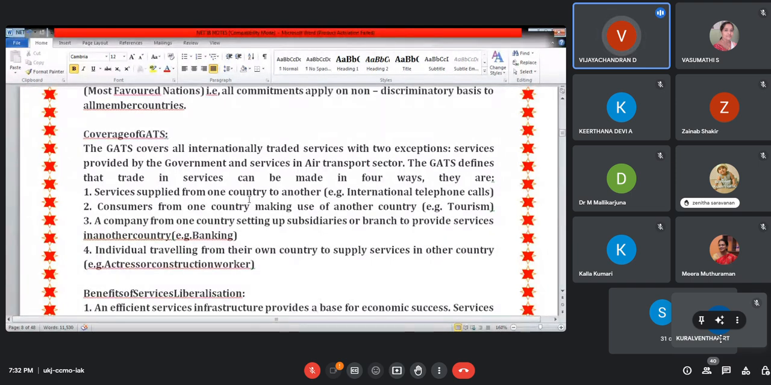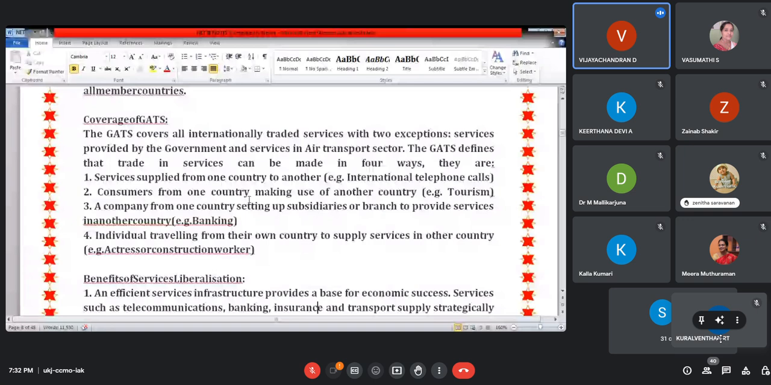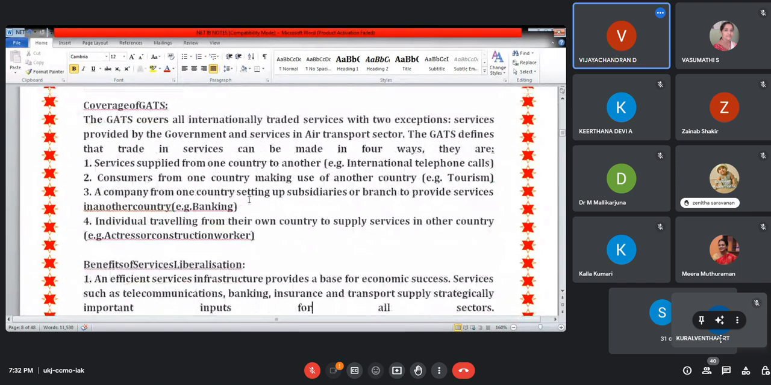And the fourth one is traveling from their own country to supply service in another country, like an actress or actor or construction worker. They will provide their service in another country. So that will come under availing service of one country to another country.